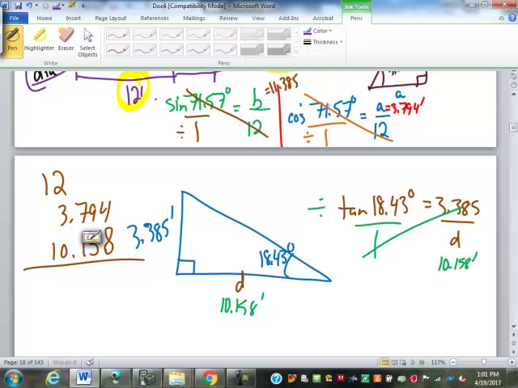So let's see, what do I get there? 25.952 feet is my distance. Not so bad? I most likely would not be quite that harsh on you on a test. Just saying. Most likely.